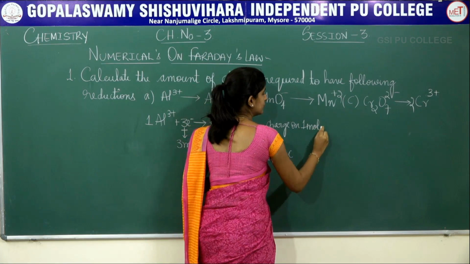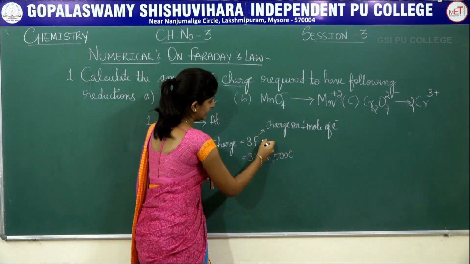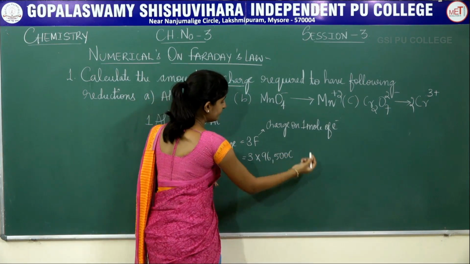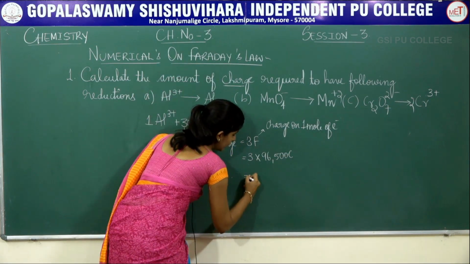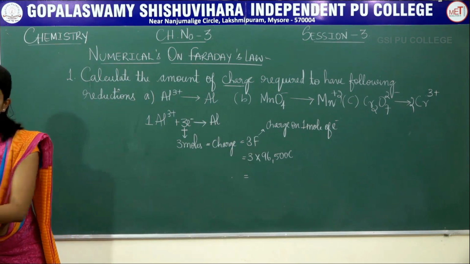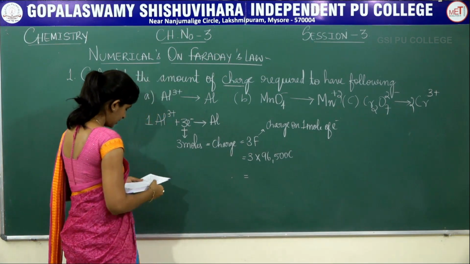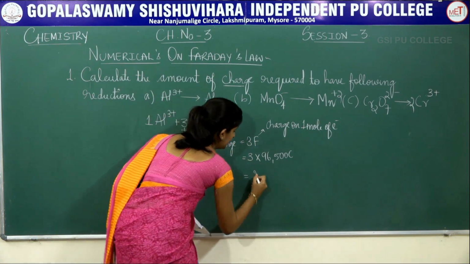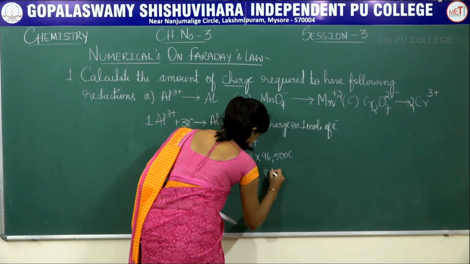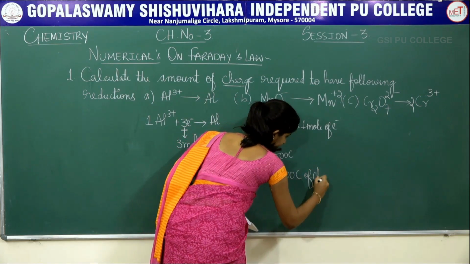So remember, Faraday is the charge on 1 mole of electrons. So 3 into 1 Faraday, that is 3 into 96,500 coulombs. The answer would be 2,89,500 coulombs of charge.